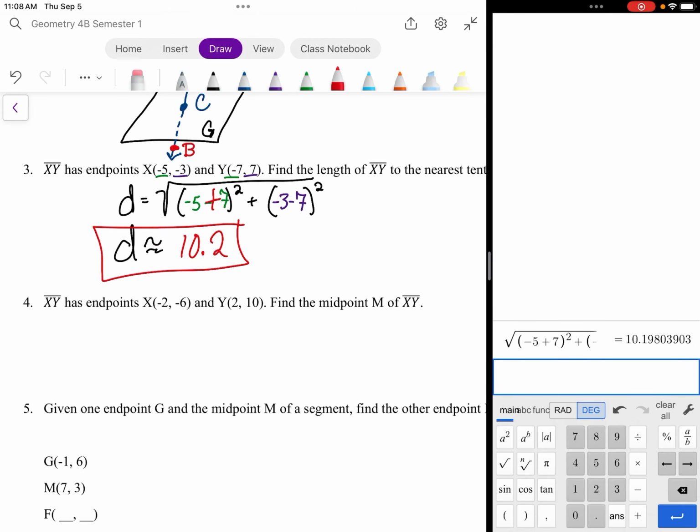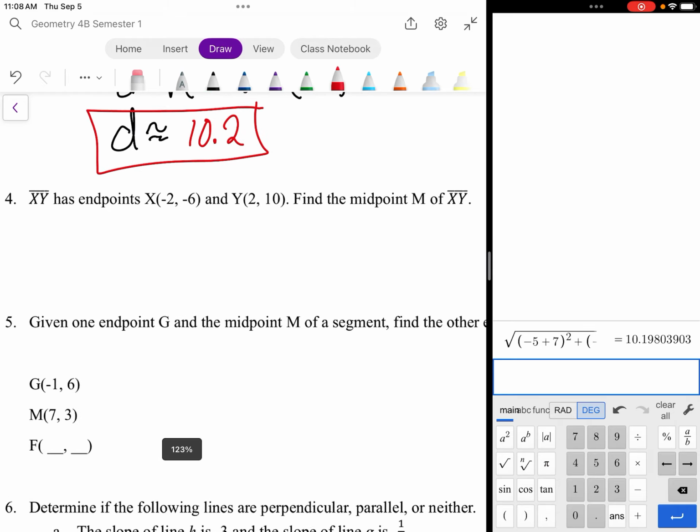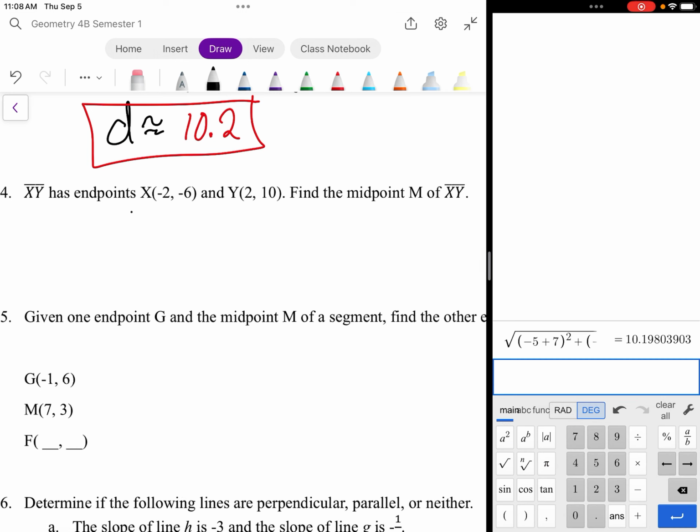Our next one has segment XY as endpoints. X is at (-2, -6). Y is at (2, 10). They want us to find the midpoint. So for this one, we're going to use our midpoint formula. That is when we start by adding our x's and then dividing by 2.